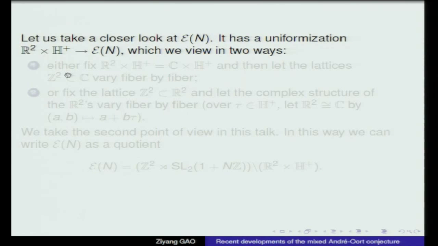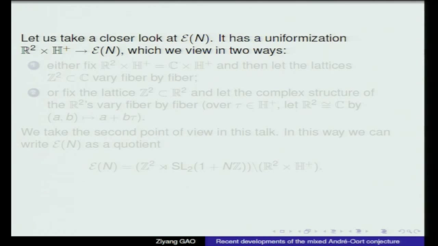Now let's take a closer look at En. We want to study the uniformization of En in this case. It has a natural uniformization. There's a natural candidate R2 times H plus, and we want to put some complex structure on this R2 times H plus. For H plus, there is no problem. H plus is embedded into C very naturally.